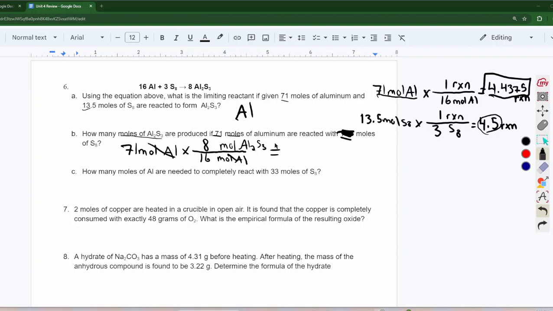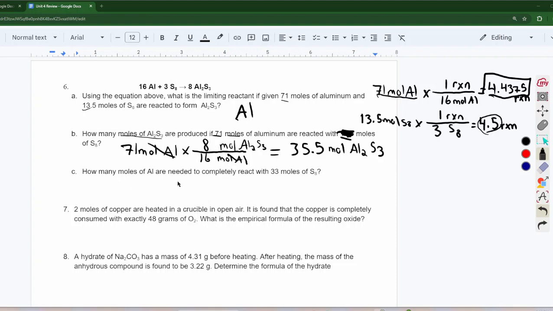So I'll calculate that out. I'll spare you guys this time. 71 times 8 over 16 gives me 35.5. So I'm going to get 35.5 moles of Al2S3, right? That 13 whatever was extraneous.